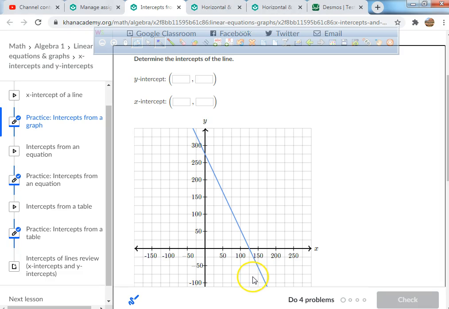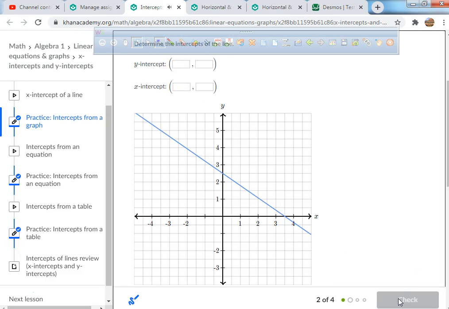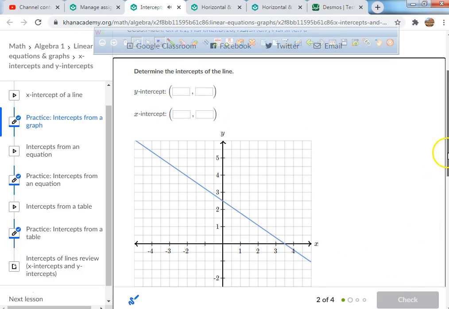All right, so take a look at this. So what is my y-intercept? Well, it's going to be 0, and what did we say right here was 275, so I type in 275. And the x-intercept right here is going to be at 125, 0. 125 and a 0. And that's all you got to do. All right, let's take a look at this one. This one's even easier. It says, what's the y-intercept and the x-intercept?